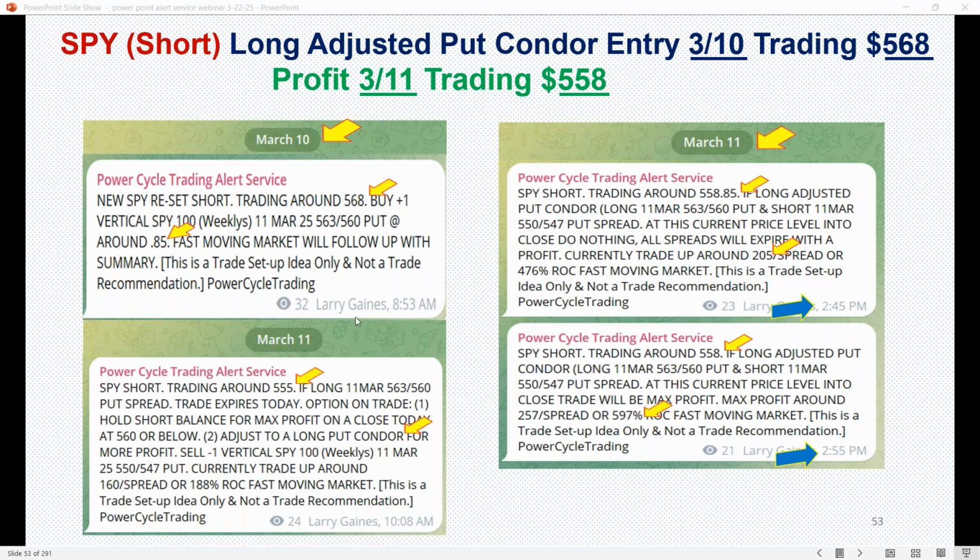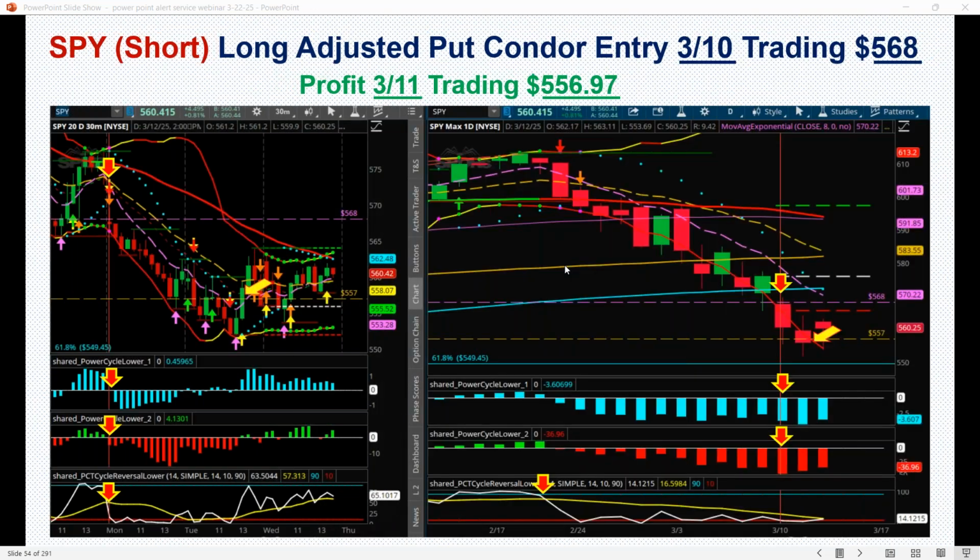Question, could you use a broken wing butterfly instead of the long condor? No, this is specific. There's a big difference from the broken wing butterfly. No, this was set up perfectly. Yeah, I would not use the broken wing. If we had more time, I could show you why.